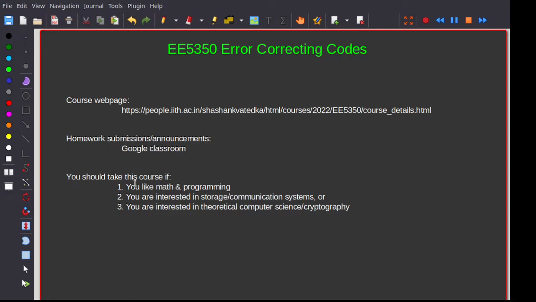So the class is in slot P here. Does anyone have issues with the slot? So I assume that P slot works for everyone.